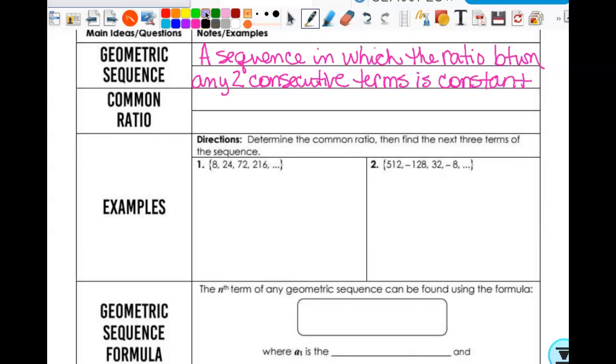The only word that's different between this and an arithmetic sequence is the ratio. For arithmetic, it's a difference. For geometric, it's a ratio. Okay? And it's constant. It means the same thing over and over again. So I'm not adding something each time or subtracting something each time. I'm multiplying by something each time. So your common ratio is a numerical ratio between any two consecutive terms.